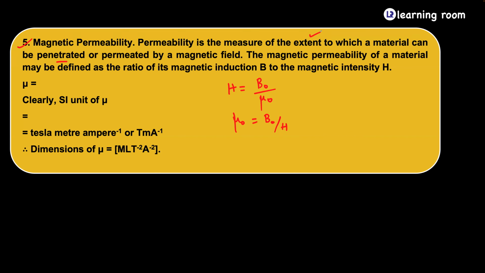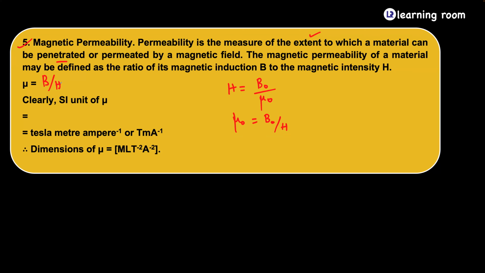Am I clear with that term? So what is going to be the mathematical statement? Mu will be equal to, instead of B naught, you will write B divided by H. And this is going to be the permeability of this material. Am I clear, guys? Right?